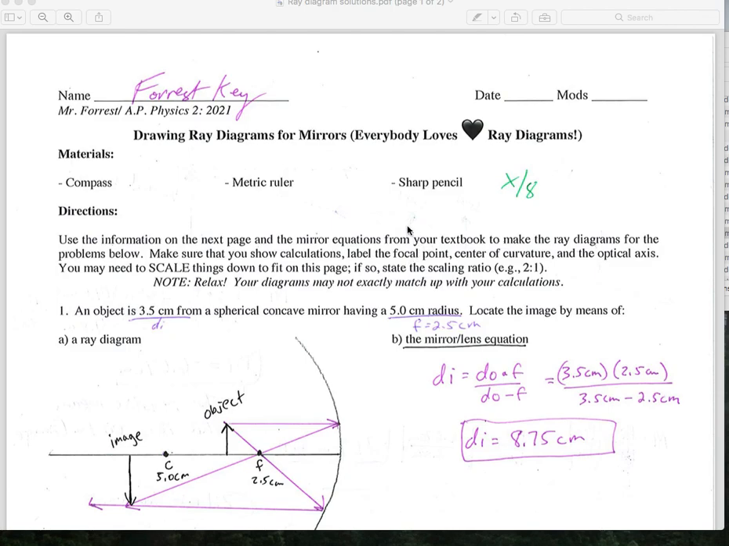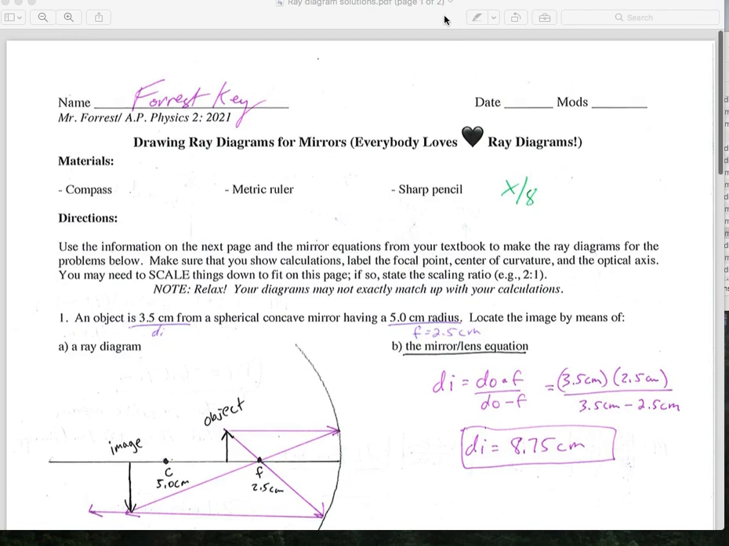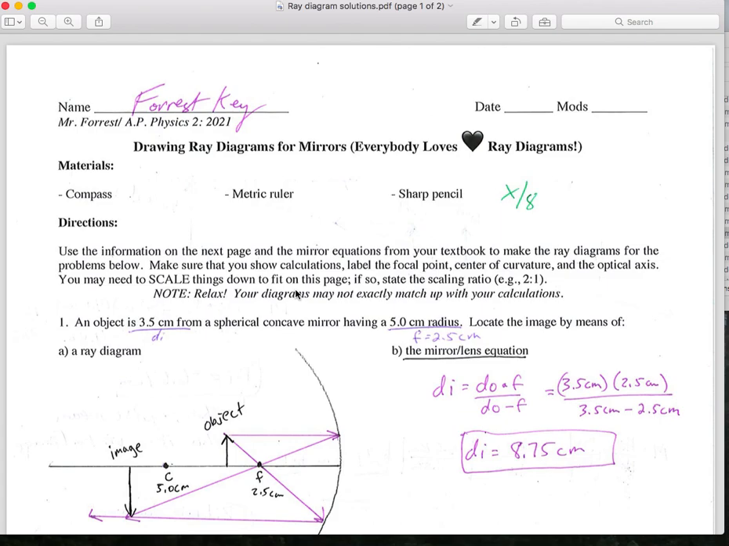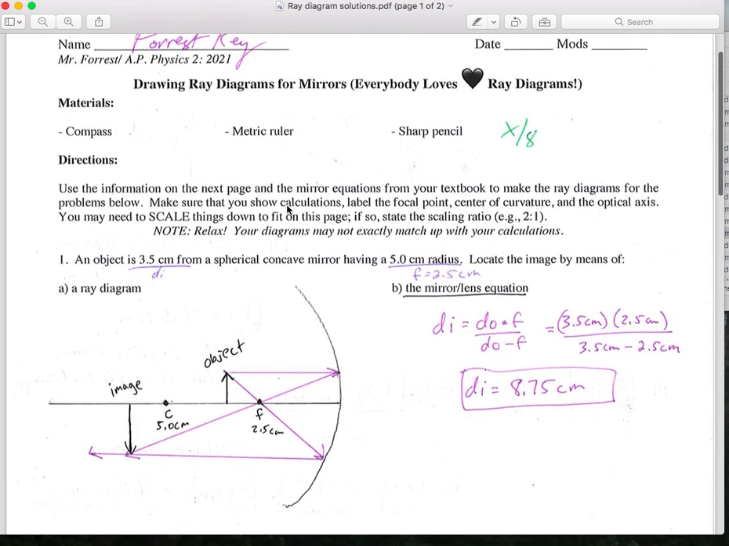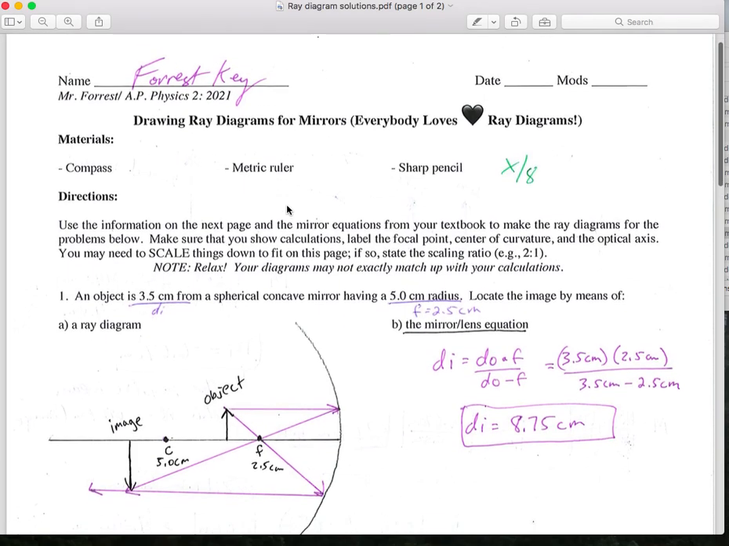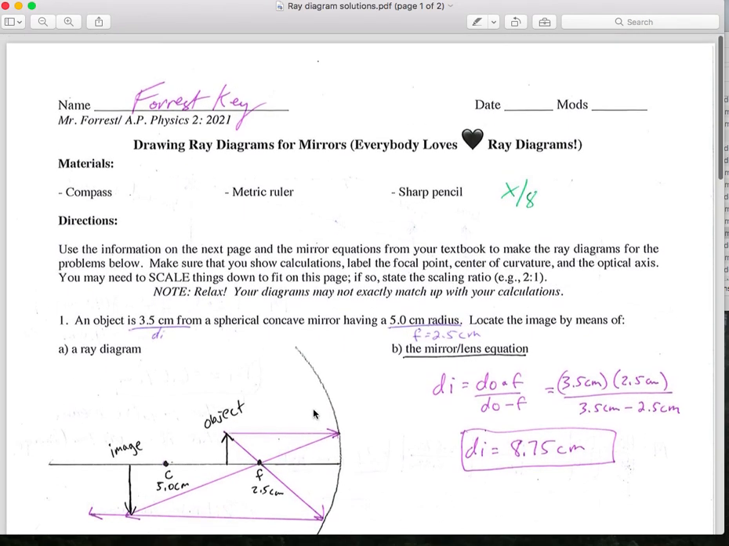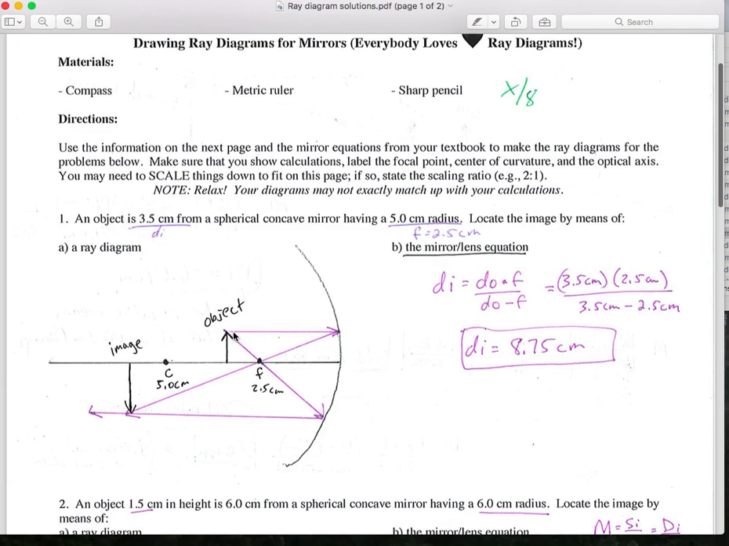So this is the solutions to the ray diagram worksheet. Some of you, we went over this a long time ago. Others, depending on the cohort, not so much. At any rate, the key here is to draw rays.